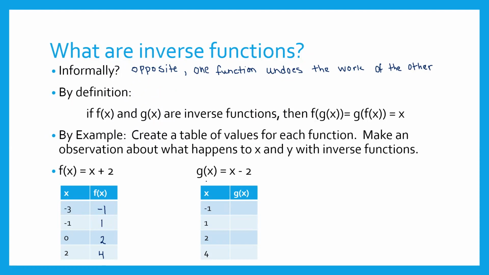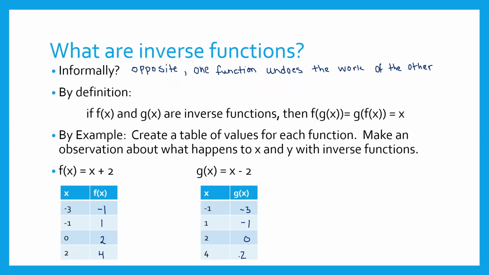All right. g of x is the inverse function, and so g of x is doing the exact opposite. It's subtracting 2. So -1 minus 2 is -3. 1 minus 2 is -1, 2 minus 2 is 0, and 4 minus 2 is 2.